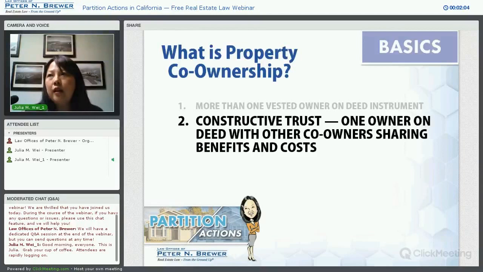Sometimes you have a situation where there are multiple owners, but they are not all on the deed. In that circumstance, we will allege what's called constructive trust. That's a theory where the one person or the two people who are named on the deed are acting as trustees for the benefit of the other people who are not on the deed. Additionally, it can apply to a circumstance where you have incorrect ownership percentages as well, and that's another allegation that's commonly found in a partition dispute.